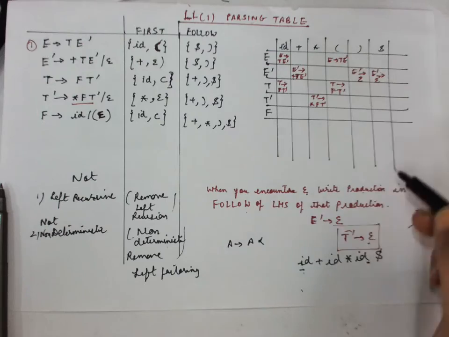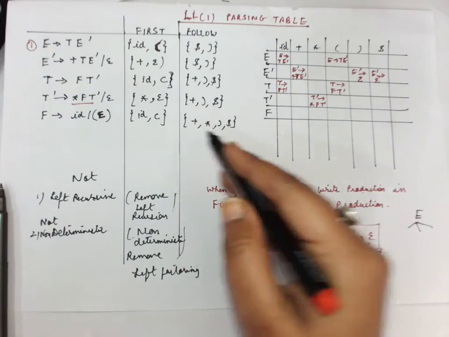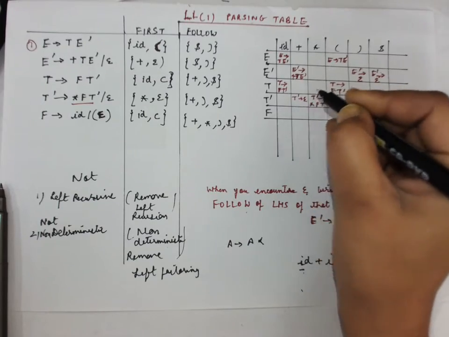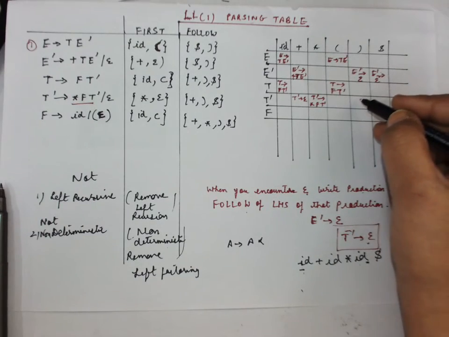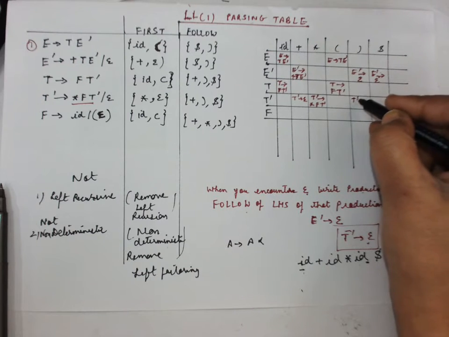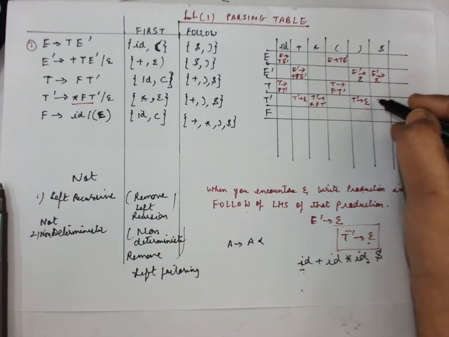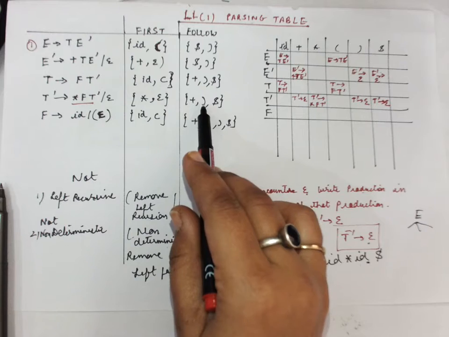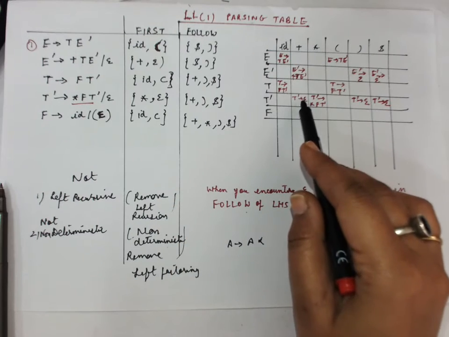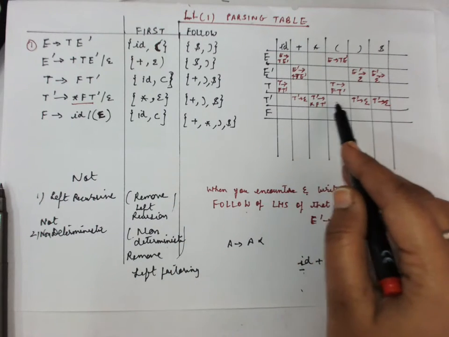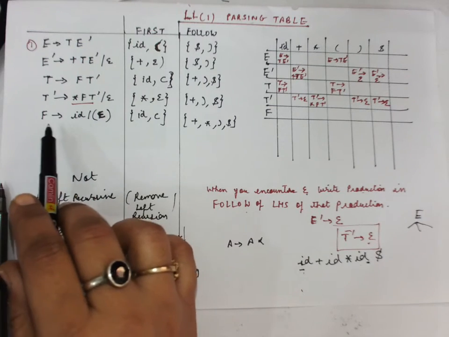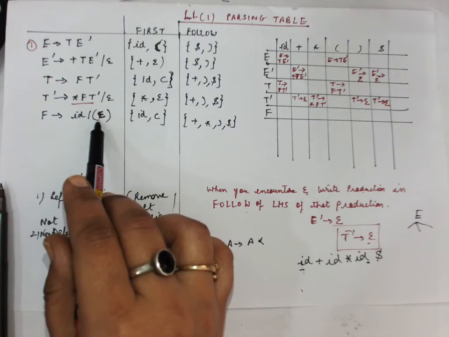So that means under plus you will be writing T dash gives epsilon, then under right parenthesis T dash gives epsilon, then under dollar, again you are writing T dash gives epsilon. So under all these three, plus, right parenthesis and dollar, you are writing T dash gives epsilon.